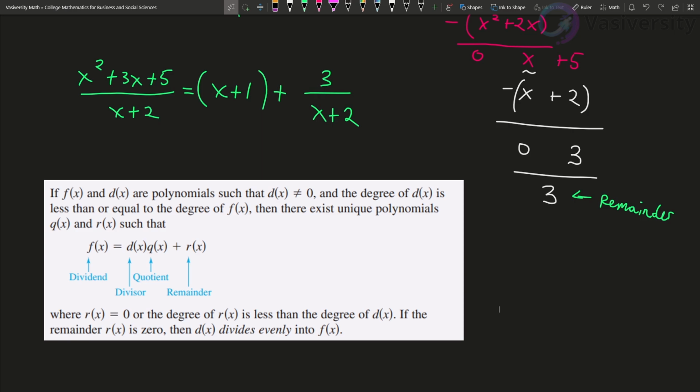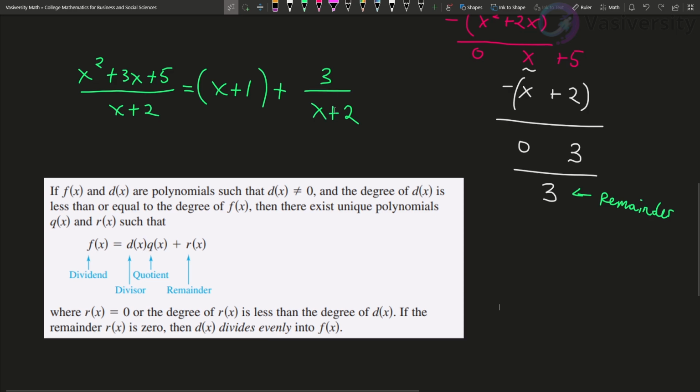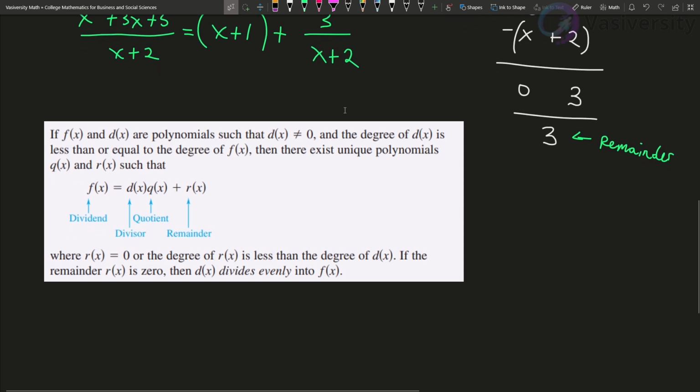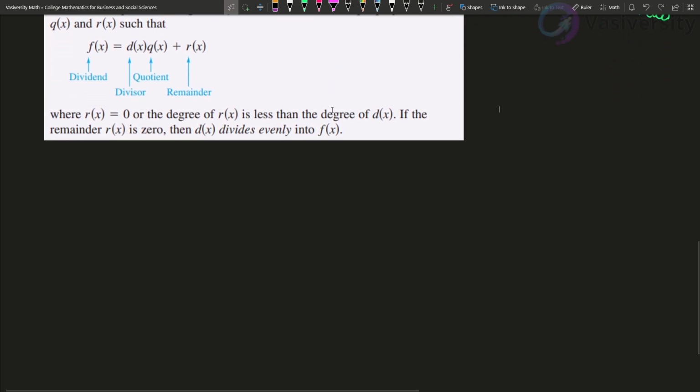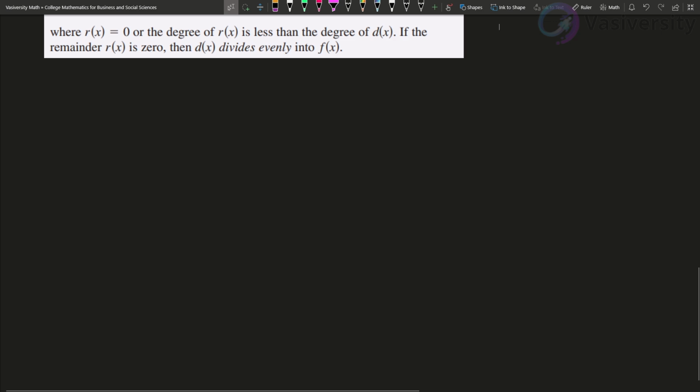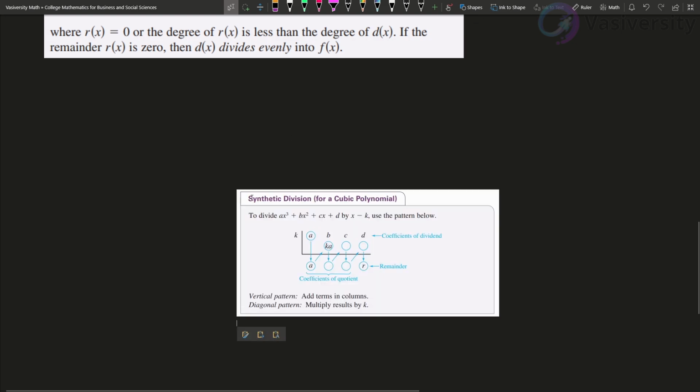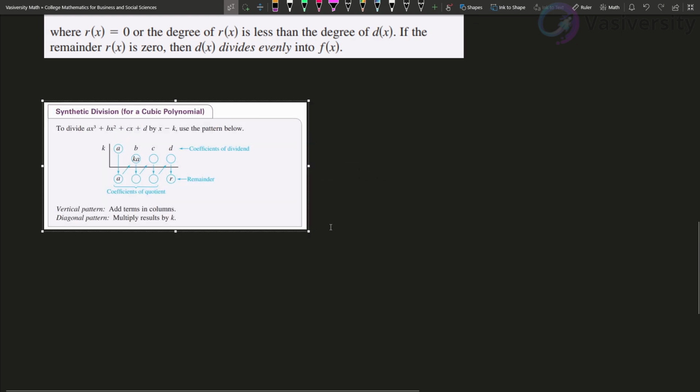Now, that was the long division. Now let's go ahead and talk about synthetic division. Synthetic division is essentially very similar to long division, only it deals with just the coefficients. So here we have to be careful with what kind of coefficients we have. And let's do a synthetic division for a cubic polynomial.